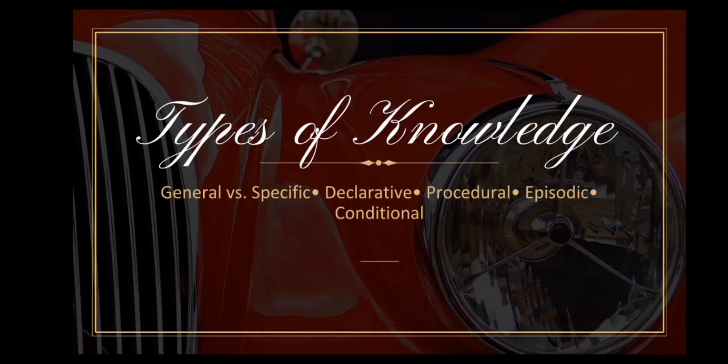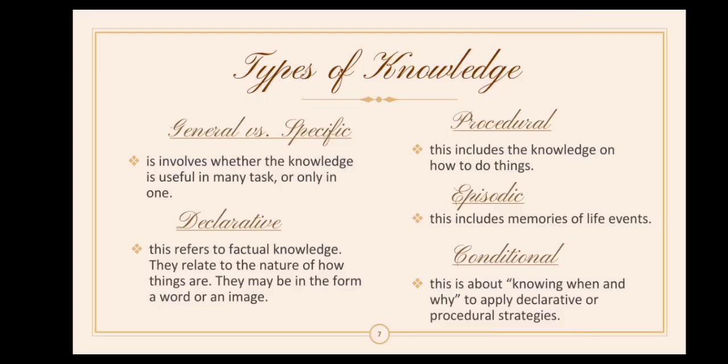So let's go to the first one. The types of knowledge are general versus specific. It involves whether the knowledge is useful in many tasks or in only one. General knowledge is knowledge that is easy to communicate, as it is often just the overview of a topic. Whereas specific knowledge is more narrow and detailed, thus it is more difficult to communicate. Usually people only contain specific knowledge in a few areas, though they could have more general knowledge on a wide range of subjects. Some information is difficult to communicate.